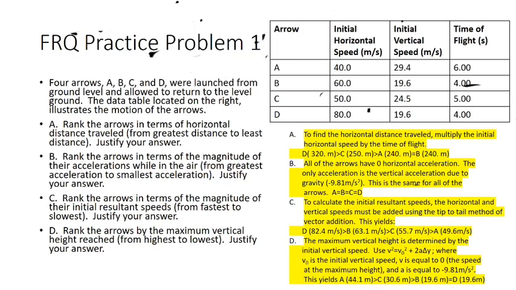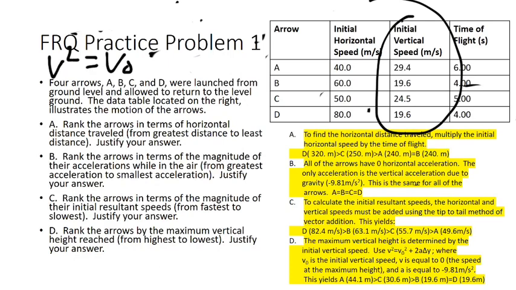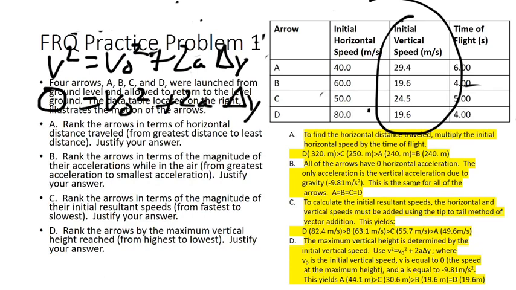All right, now let's go down and look at D. D wants us to rank the arrows by the maximum vertical height reached from highest to lowest. Well, we know that the vertical height is determined by vertical velocity. We have the initial vertical velocities for each of the arrows. So to calculate their maximum height, we're going to use the kinematic equation, final velocity squared equals initial velocity squared plus 2a delta y. Remembering that at the maximum height, the final velocity squared is 0. We're going to solve that out for delta y.